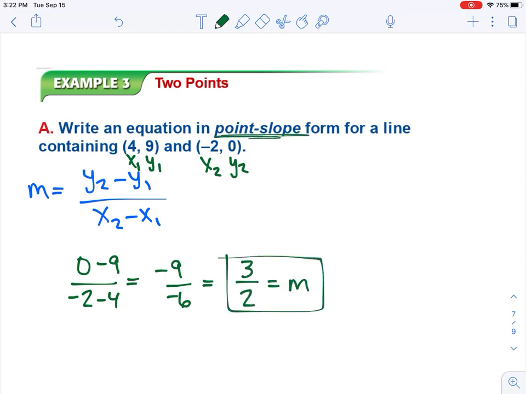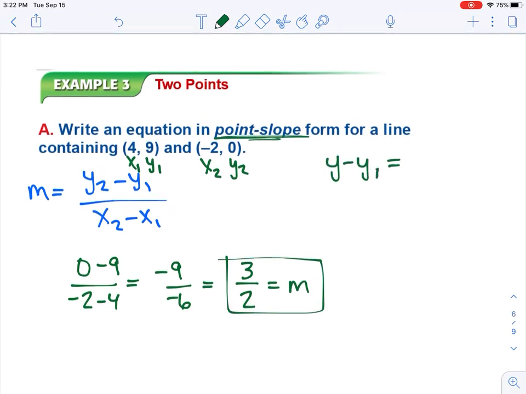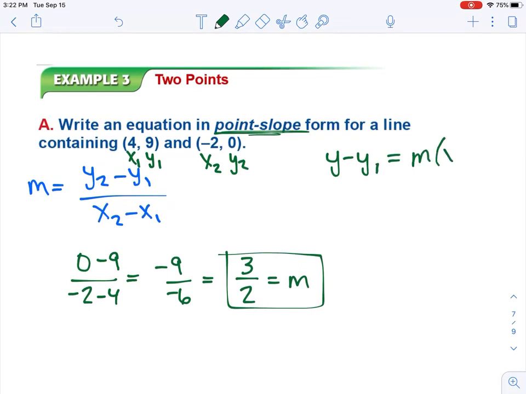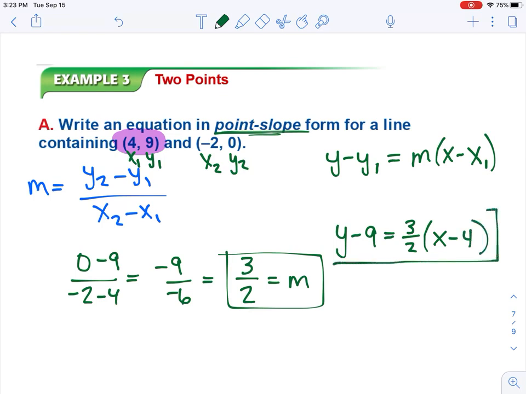Now I need point-slope form, so that is y minus y1 equals m times x minus x1. It does not matter which one of my 2 points I choose, so I'm just going to choose the first one. I'll plug in x1, y1 and my slope, so y minus 9 equals 3 over 2 times x minus 4. And this is my point-slope equation.